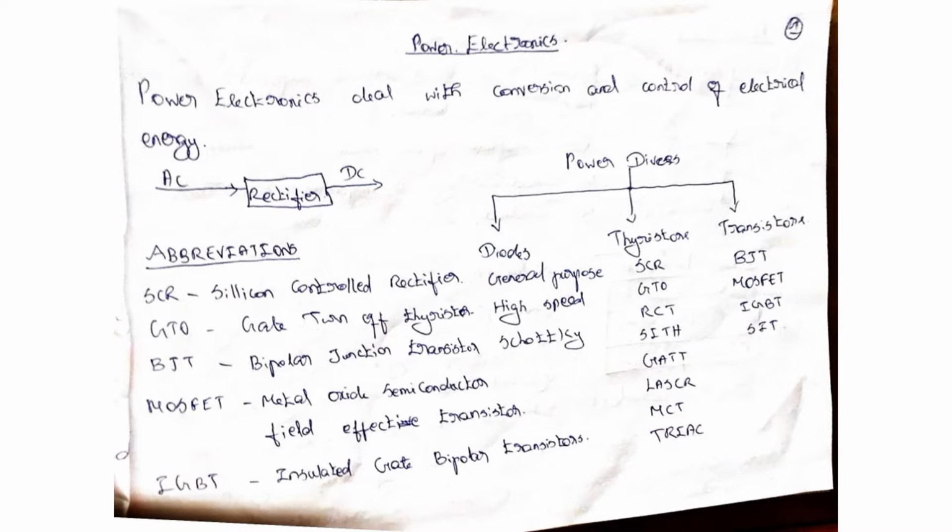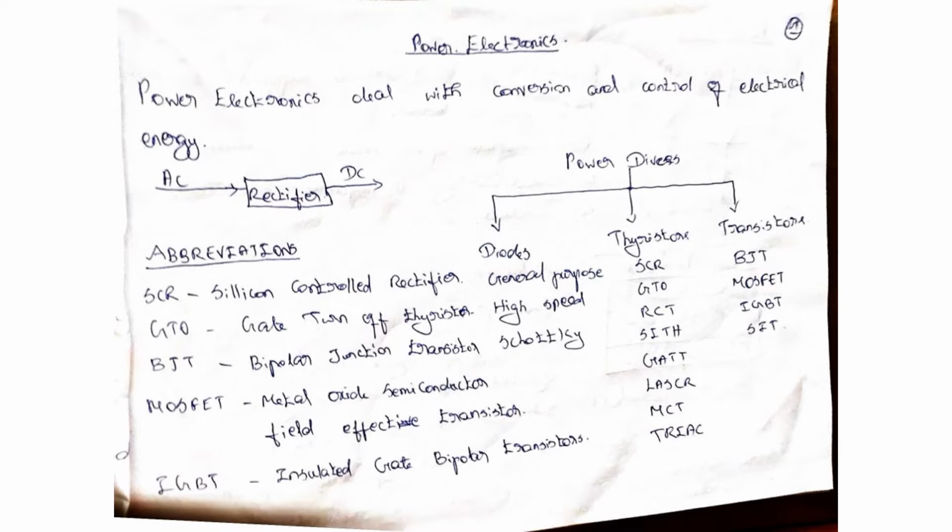For example, if we get 420 volts from our mains, then we can't give that 420 volts to all the appliances. For example, we need some voltage for a computer, something else for a washing machine. It varies. So for these conversions and control of electrical energy, we are using power electronics.